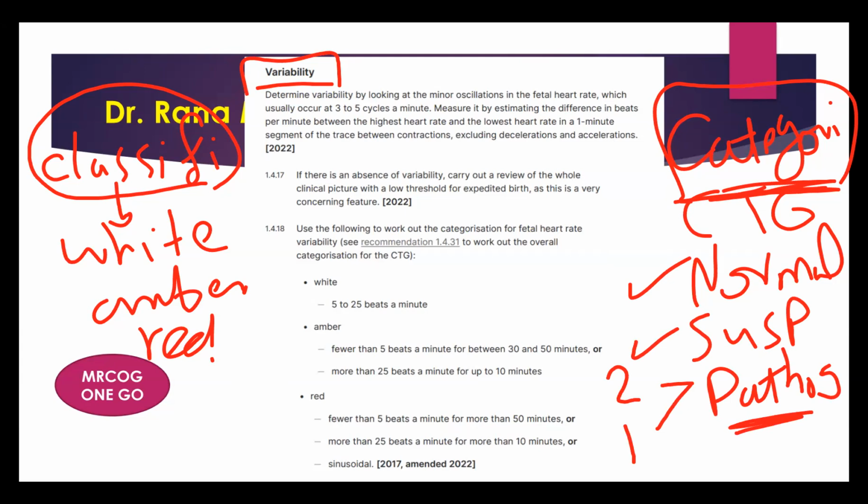You got the point? So this is the difference between classification and categorization. You need to know that because in the teaching station, you need to tell the ST1 how to classify and how to categorize, because you will have the CTG in front of you. First, tell the ST1 about all the normal features: the basal heart rate, variability, and decelerations. And then comment on the classification, white, amber, and red. And then categorization, simply. All white, it will be normal.